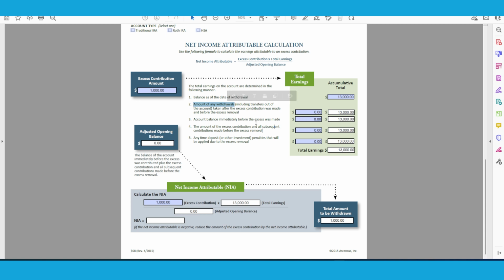Amount of any withdrawals, we don't have any withdrawals. Account balance immediately before the excess was made. So that's going to be our $7,000. And we're saying that was on 11/14, the following day we make our $500 excess contribution. And then the amount of the excess contribution and all subsequent contributions made before the excess removal.